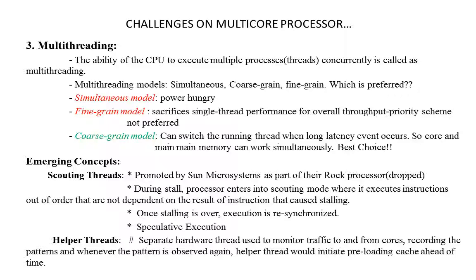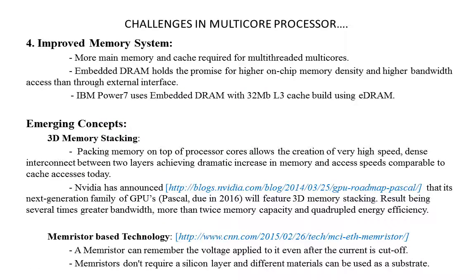Now, we'll move on to helper threads. It consists of a separate core that would monitor the traffic to and from a specific core, recording memory access patterns. This information is stored, and whenever it is observed again, the cache is preloaded ahead of time. Memory bandwidth is the next bottleneck that needs to be addressed in the future chips. More main memory and other caches are needed for multi-threaded multiprocessors. Now we'll see some upcoming technologies for improved memory system.